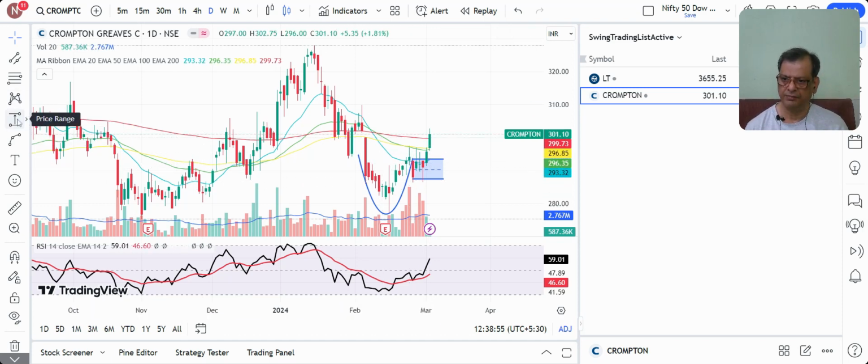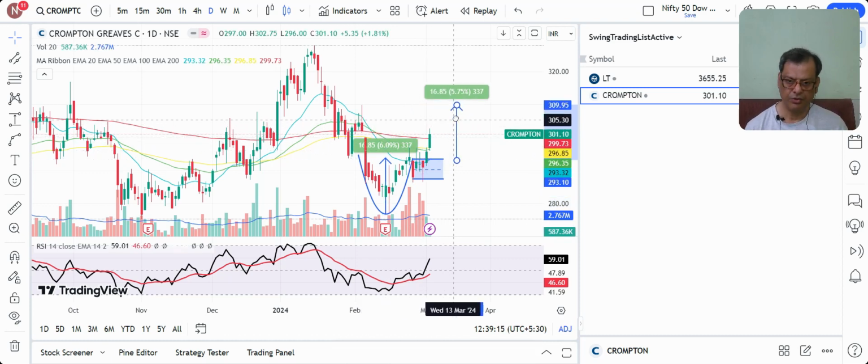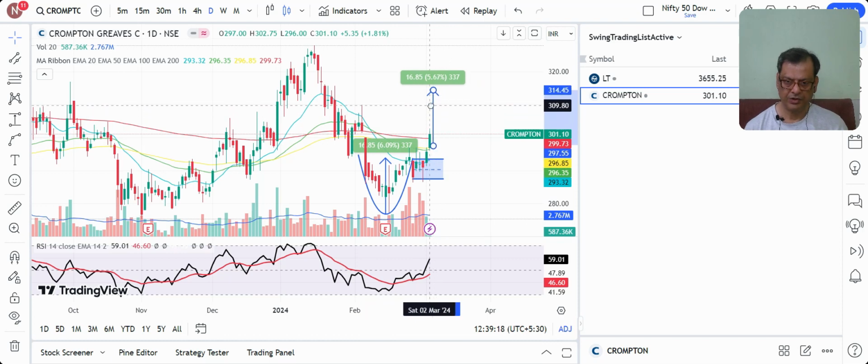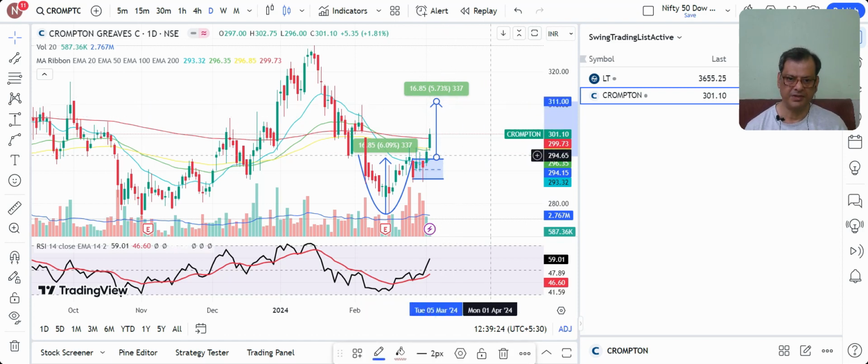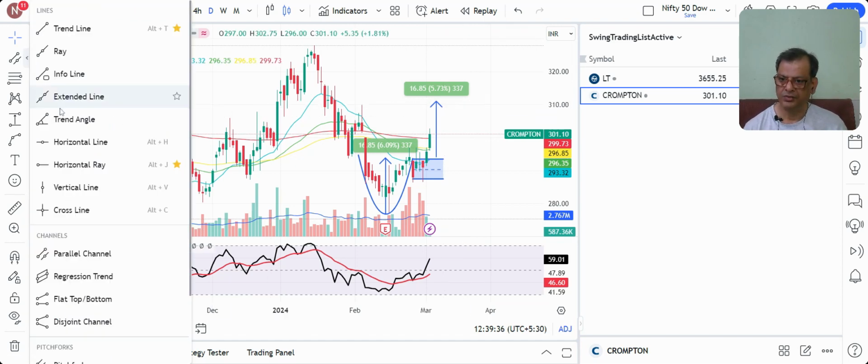Your take profit here will be from the bottom to your neckline. What is the neckline? The cup neckline is basically the top part of the cup. So we are getting 6.9% here, and we are going to take this. So your take profit will be something like 311. So please note 311.